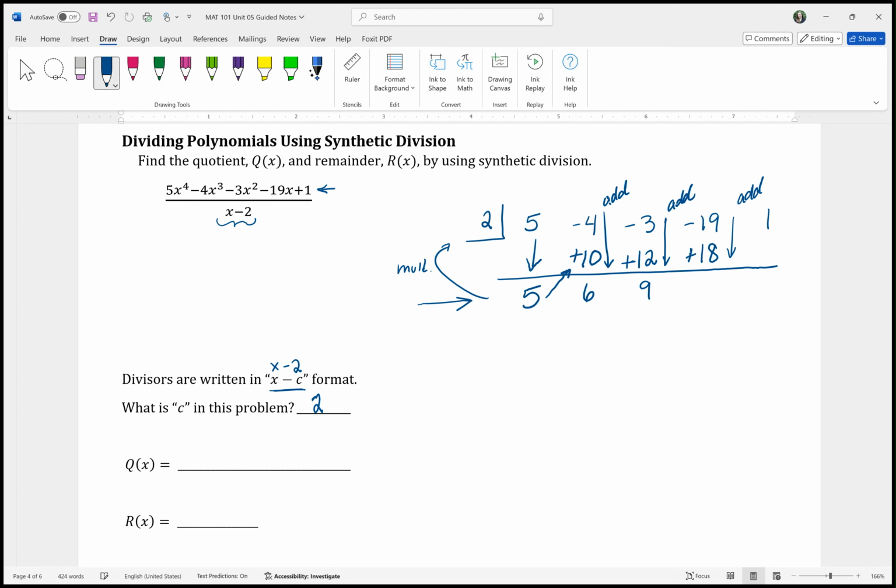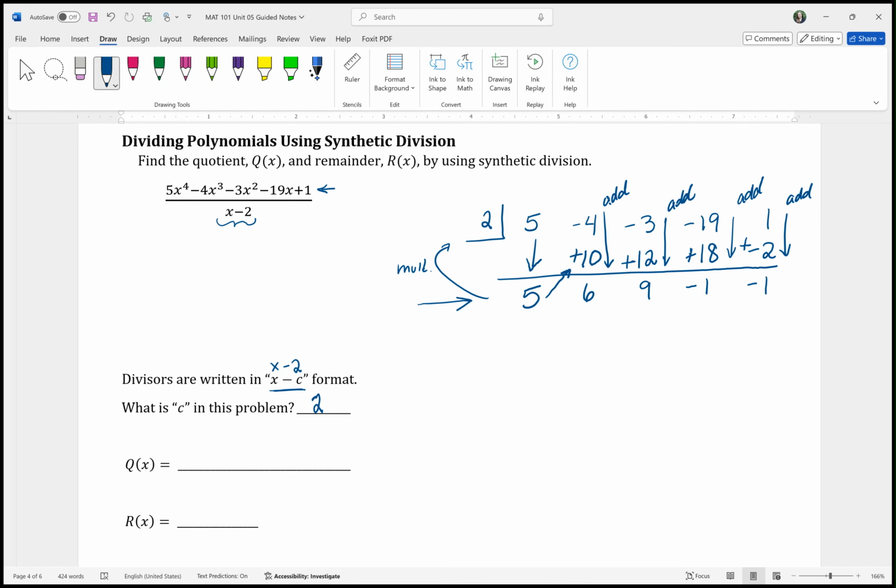So I won't write these little arrows every time, but this helps you see the steps. Okay, so -19 plus 18, be very careful here. This is -1. And now we're multiplying again. 2 times -1 is -2. And the last time of adding, 1 plus -2 is -1. Okay? All right. So I stop doing this process when I run out of numbers here. So I don't have any numbers over here to keep going, which means I'm done with the problem.